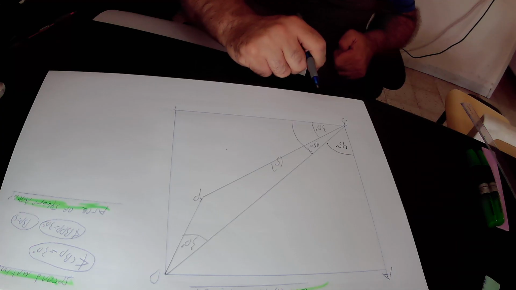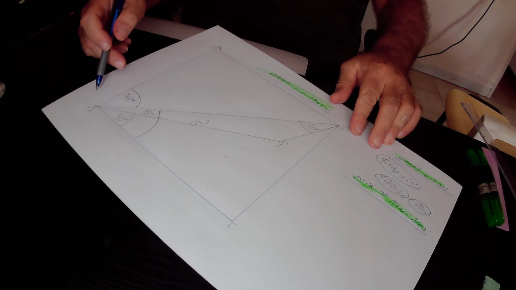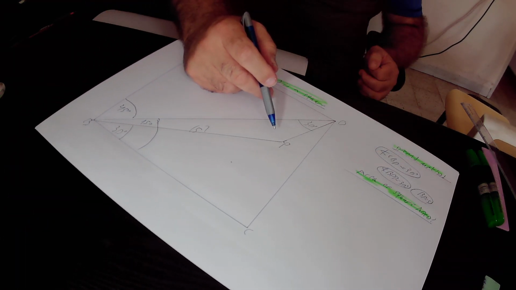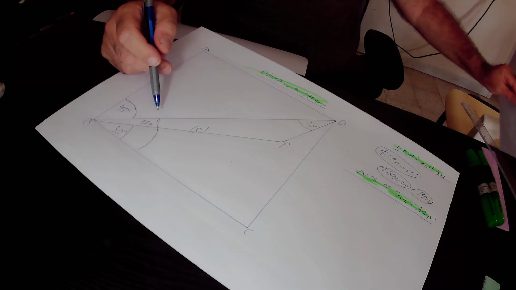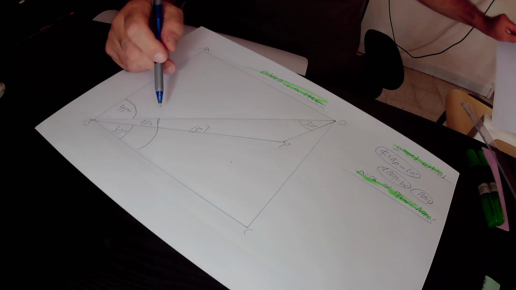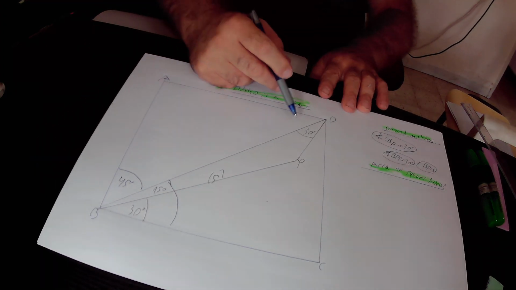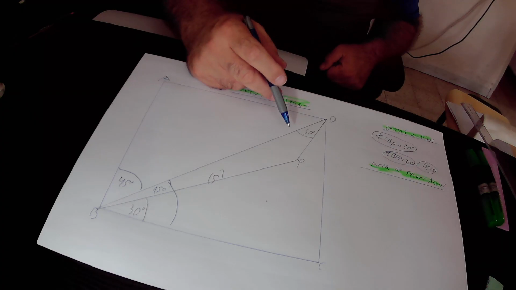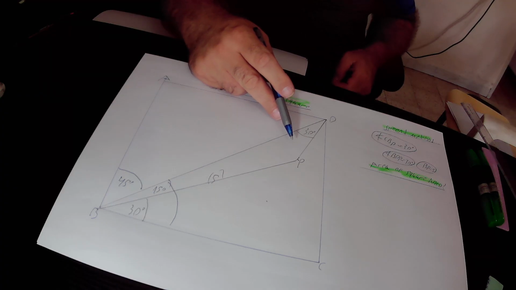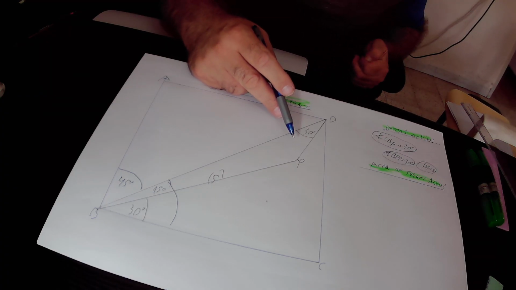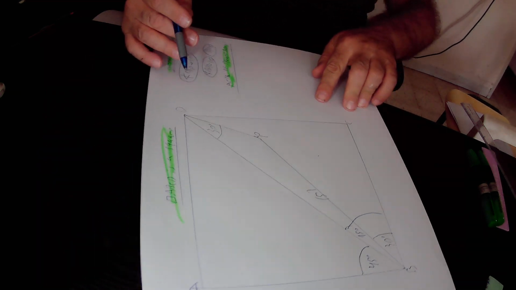So this is triangle BDP. This angle equals 15 degrees. This angle equals 30 degrees. 15 degrees plus 30 degrees is 45 degrees. And therefore, this angle must be equal to 135 degrees, according to the rule that the sum of the angles in any triangle is equal to 180 degrees.